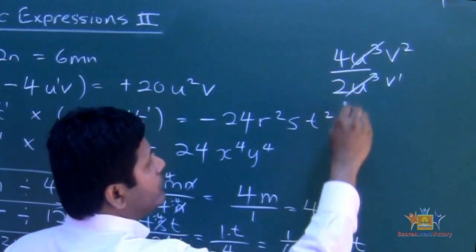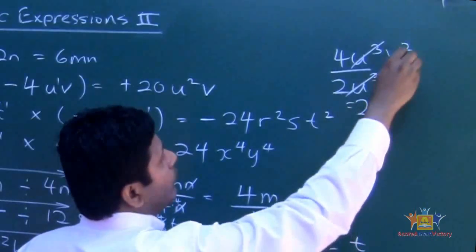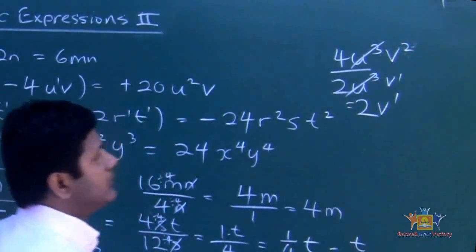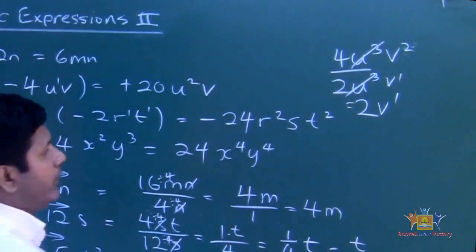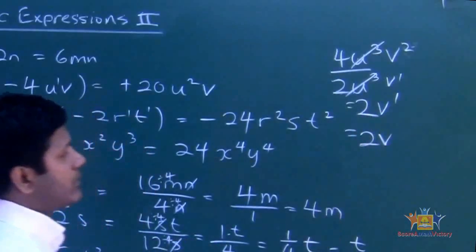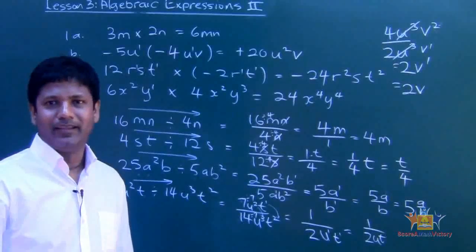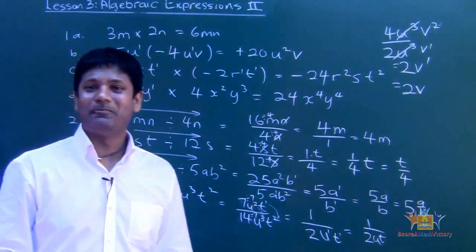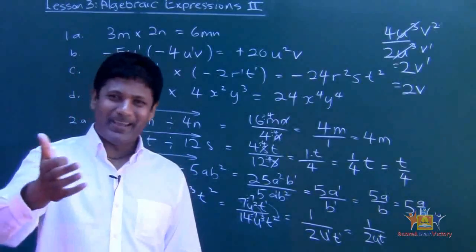So 4 divided by 2 is 2, and then 2 minus 1 becomes v to the 1, so it becomes 2v. You don't have to write the 1, just put 2v. The u already cancelled out, gone. See that? Alright, good. Let's do problem number 3. Let Mr. Mac erase the board and I'll be back.